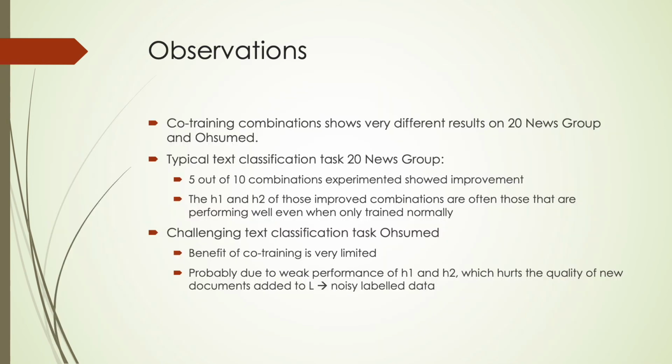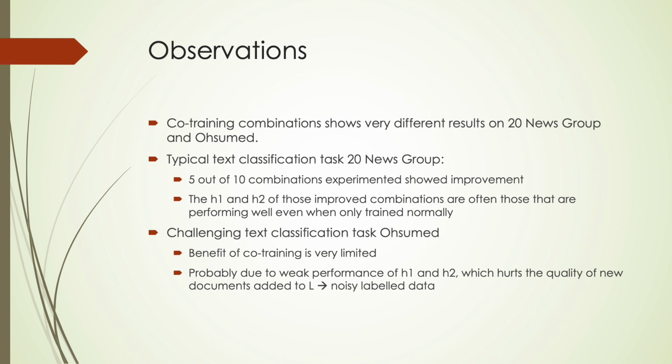In summary, the evaluated co-training combinations show very different results on the two datasets. On a typical classification task like 20 Newsgroup, we observed improvements on 5 out of 10 combinations of classifiers after co-training. The classification models in each combination leading to improvement could be the same or could be different. However, in all the 5 combinations leading to improvement, the weak classifiers at H1 and H2 are both among the better ones compared to the other classifiers.